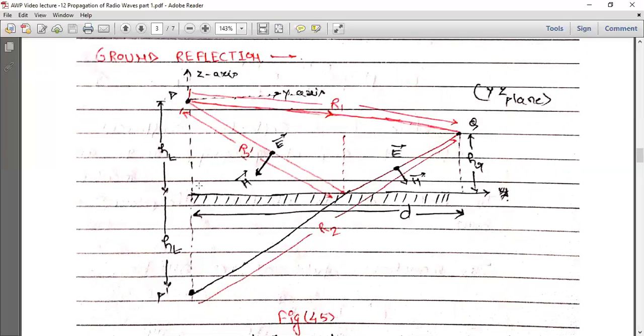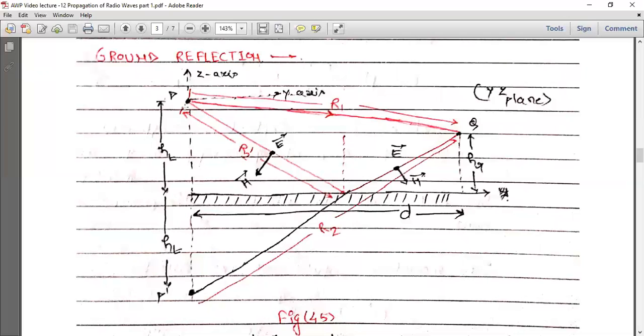The point P is at height ht of this ground surface, and the observation point or the receiving antenna is placed at point Q, which is at a height hr from the ground surface. As you can see, obviously there is at least one direct path from P to Q. We are considering the ground to be flat, and the distance between them to be capital D. The distance between transmitter and receiving antenna is small d.